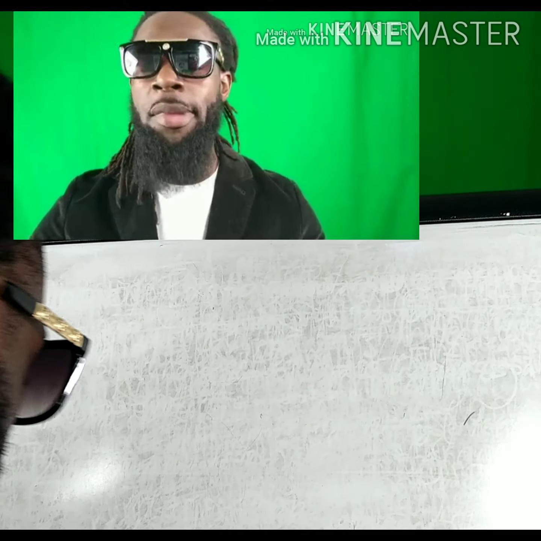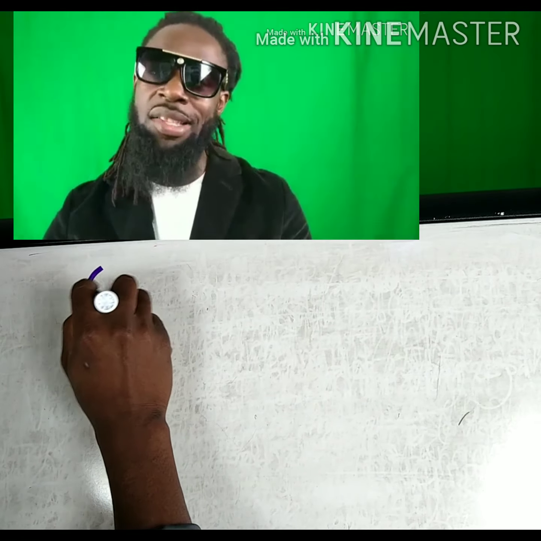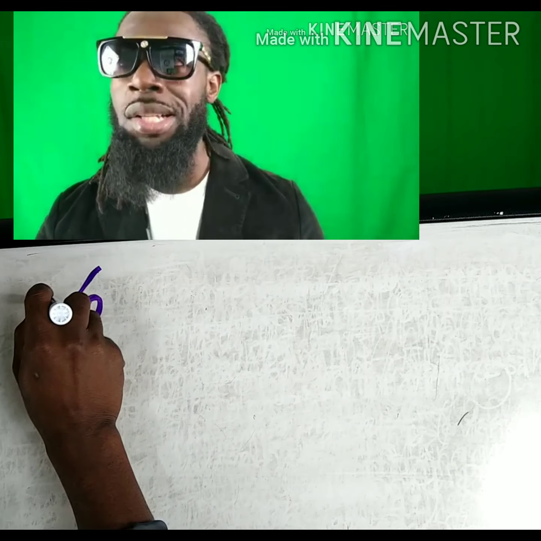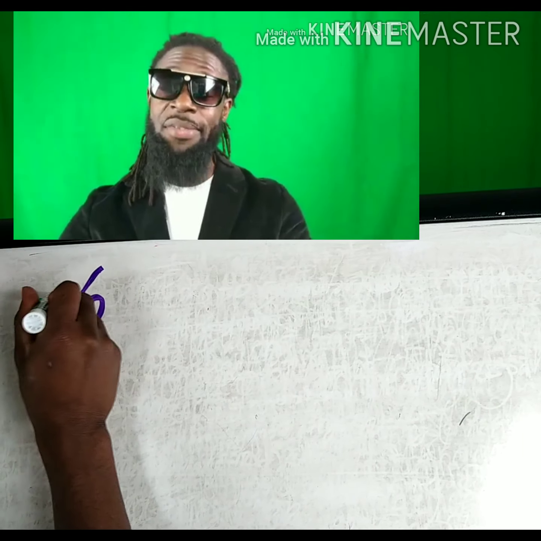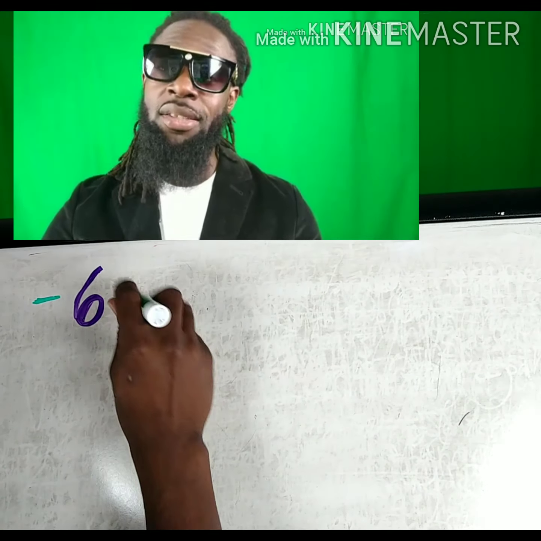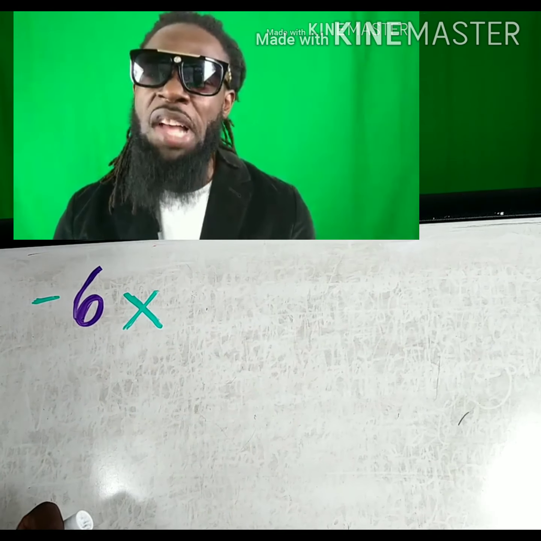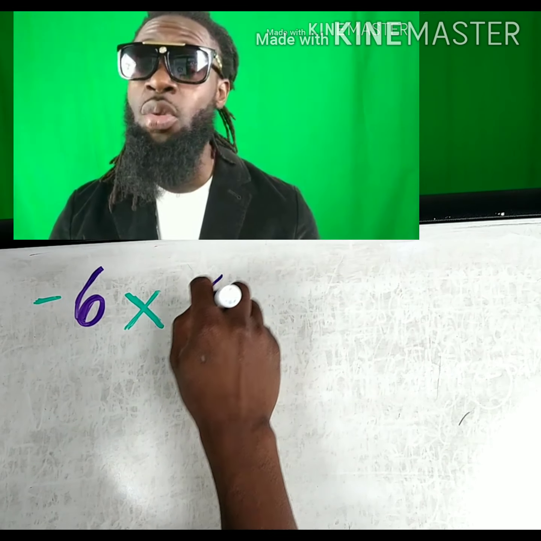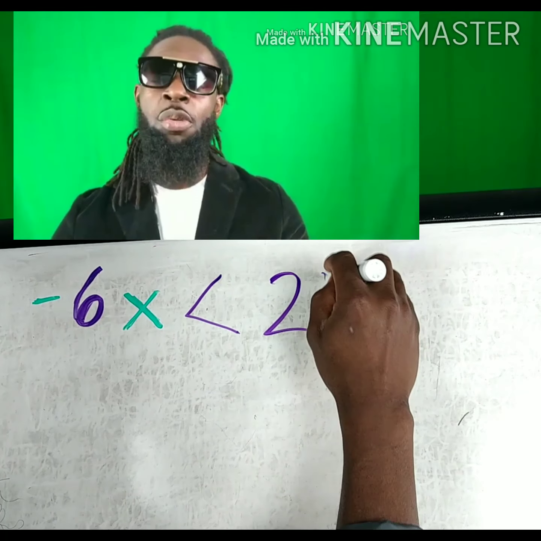All right, let's get these numbers. Let's stay in the six families because I like sixes: 6, 12, 18, 24. Let's start negative. Matter of fact, let's use a negative. Negative 6x is less than 24. That's the inequality we're going to use.